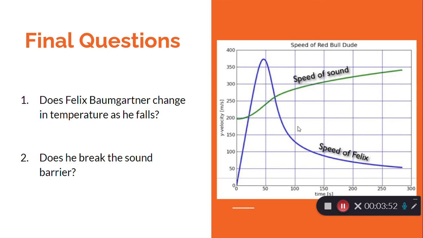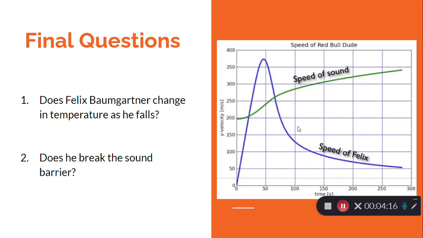Does Felix Baumgartner change in temperature as he falls? Yes, he does. As he's falling, the closer he gets to the surface, the air pressure increases, which means that he's going to be in contact with more air particles, which is going to cause more friction, which is going to produce energy, which is going to make him increase in temperature.